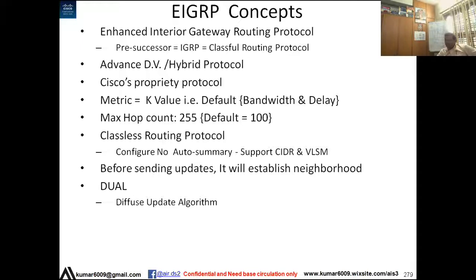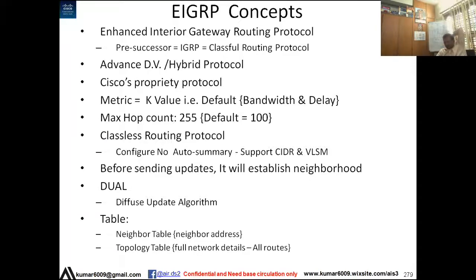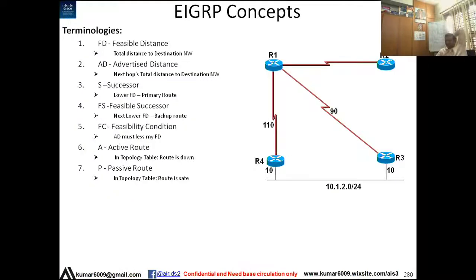Next. What is the algorithm we are using in EIGRP? It's there on the board. This is the algorithm we are using to select the best route. Okay? How many tables are we maintaining in EIGRP? The neighbor table, where neighbor details will be. The topology table, where all routes will be. The routing table, where only the best routes will be. Right? Clear. Next.